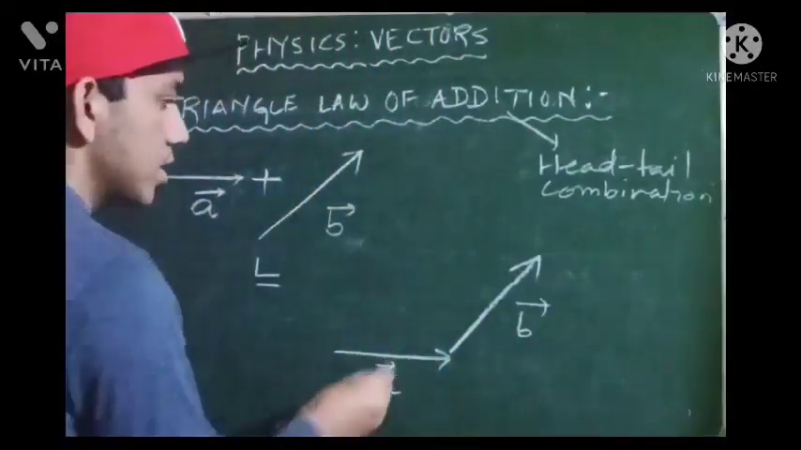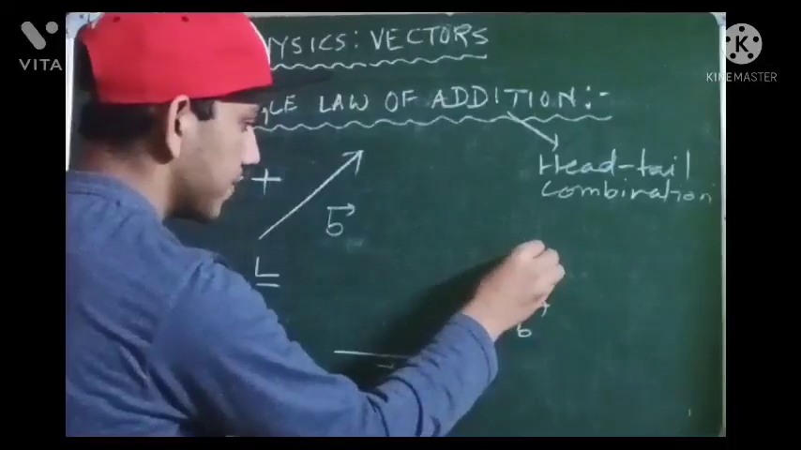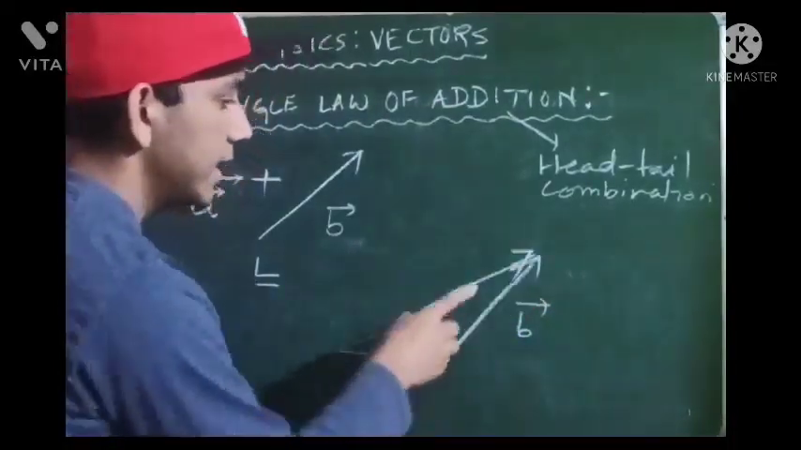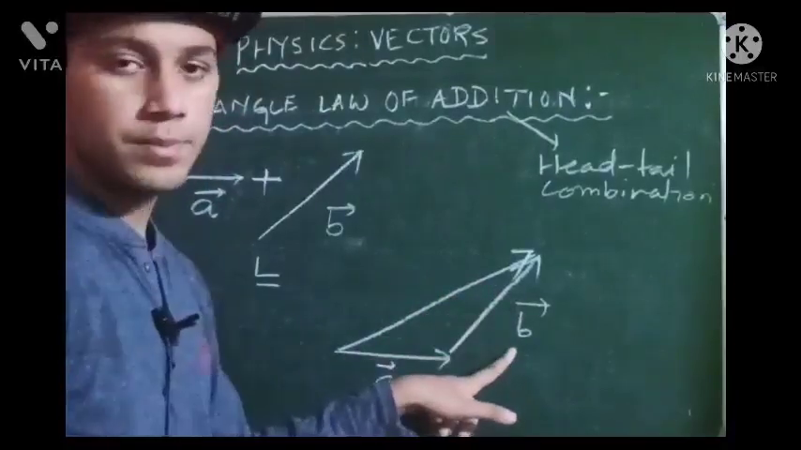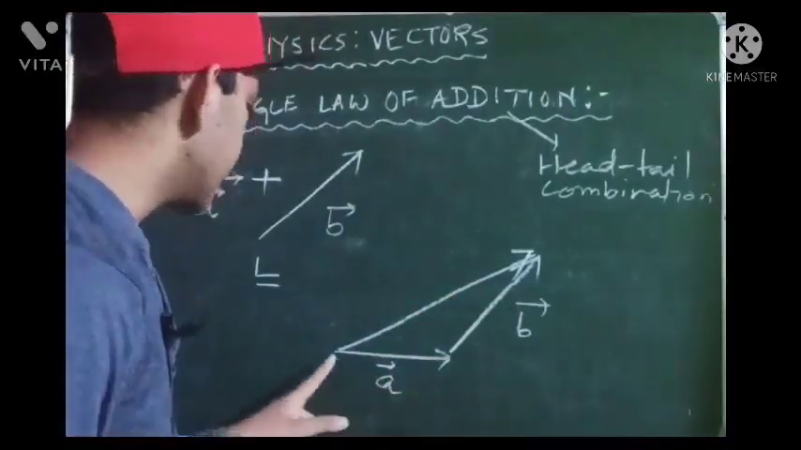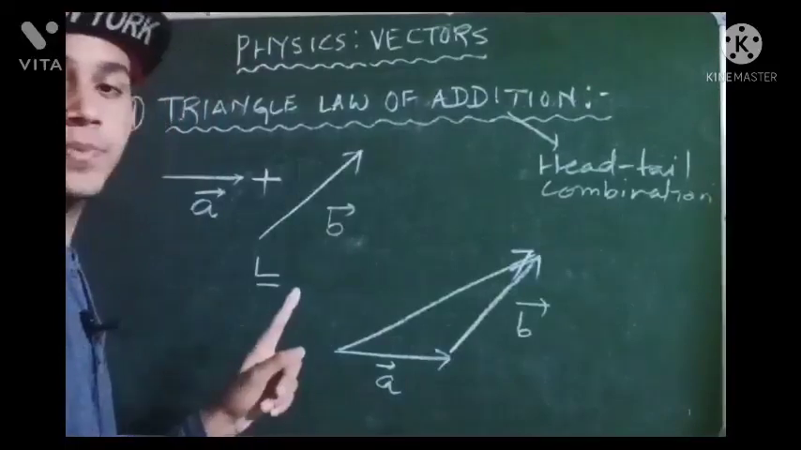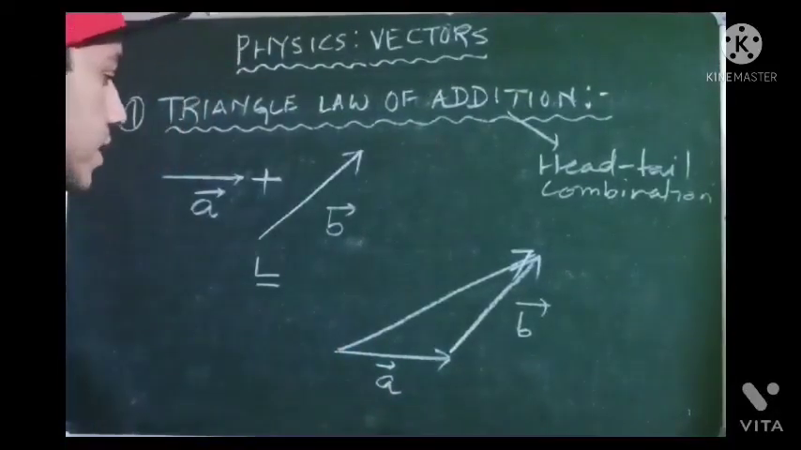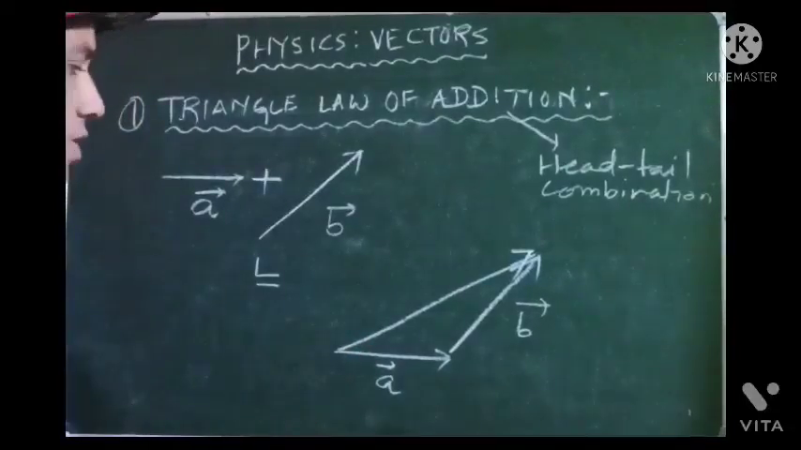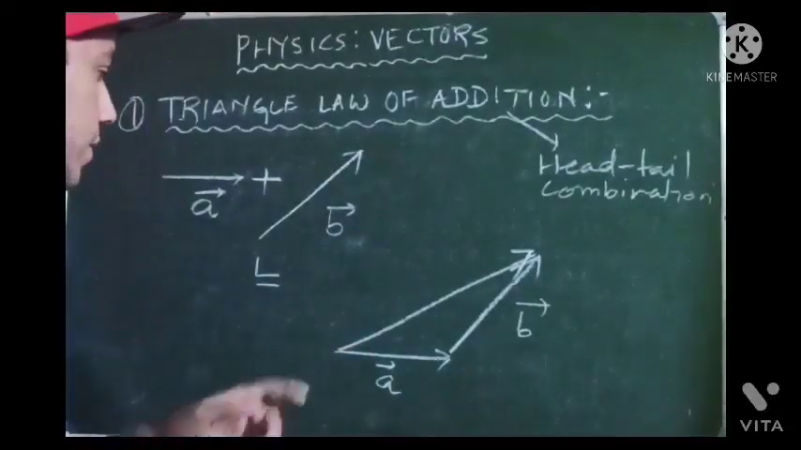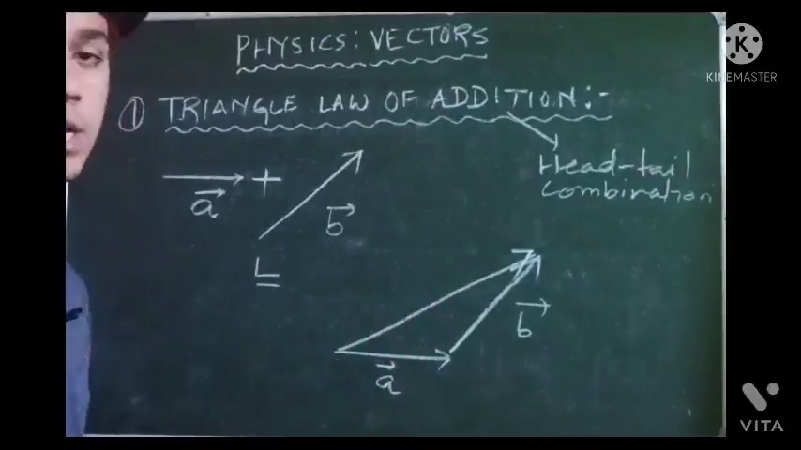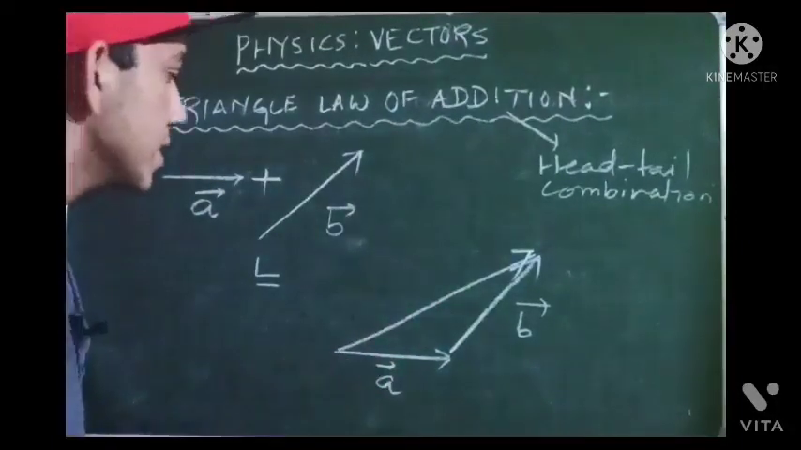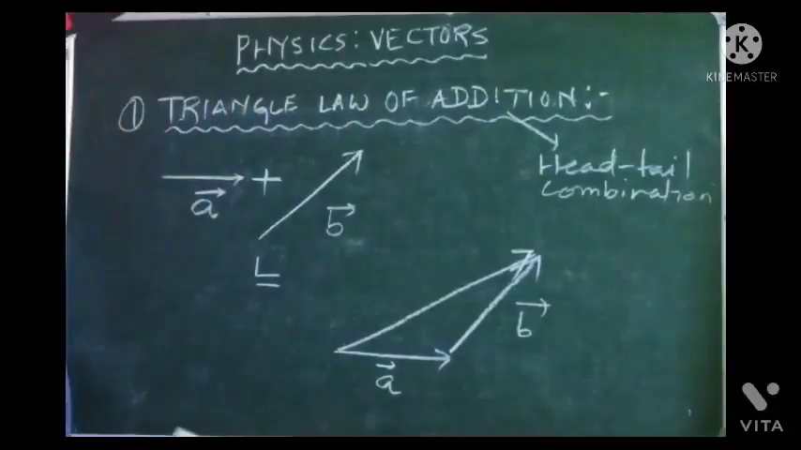Then the resultant of these two vectors can be written as this vector, whose head is going to coincide with the head of this b vector and the tail is going to coincide with the free tail of the a vector. This is known as the triangle law of addition, as this forms a triangle. That means the third side represents the resultant, the sum of these two vectors.